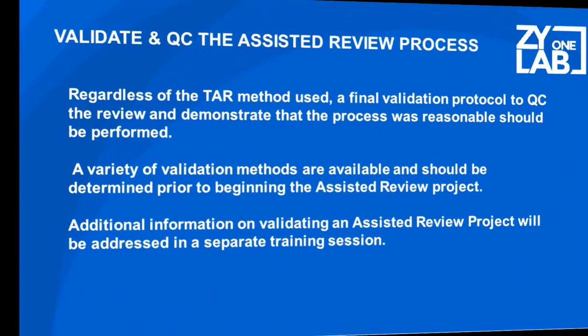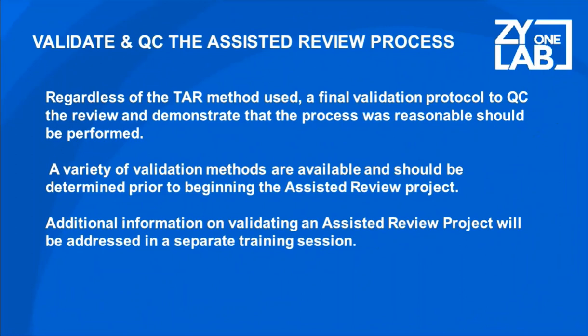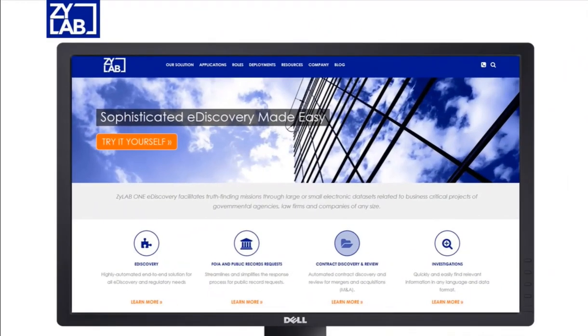The final step, regardless of the TAR method used, is to conduct a final validation protocol to QC the review and demonstrate that the process was reasonable. A variety of validation methods are available and should be determined prior to beginning the assisted review project. It is easy to see how assisted review can maximize your time and effort and cost.